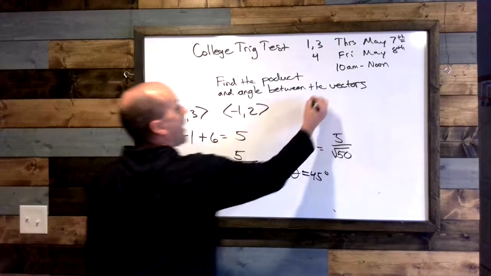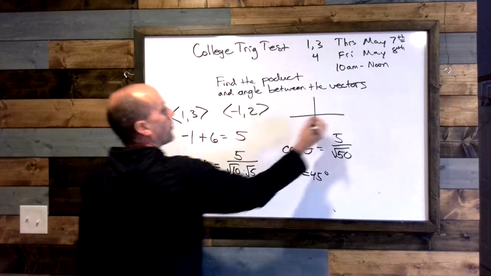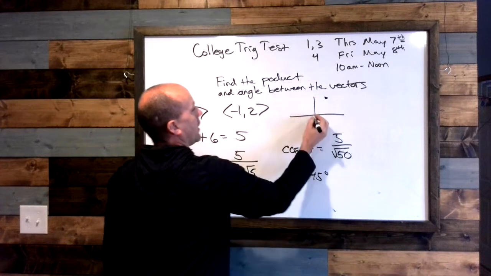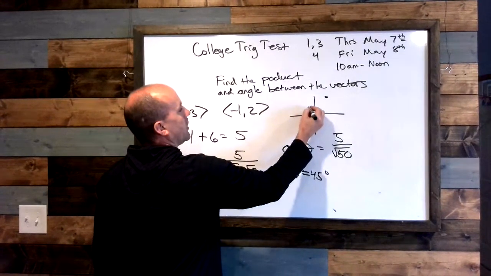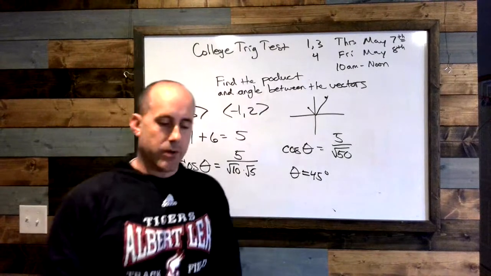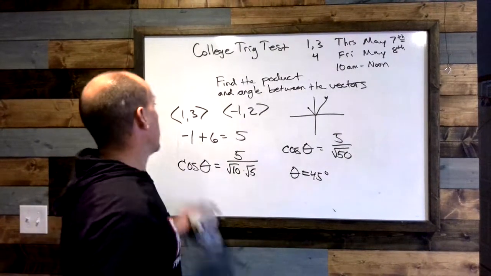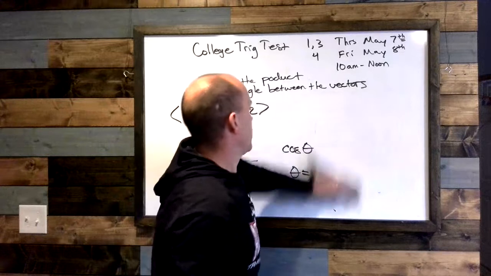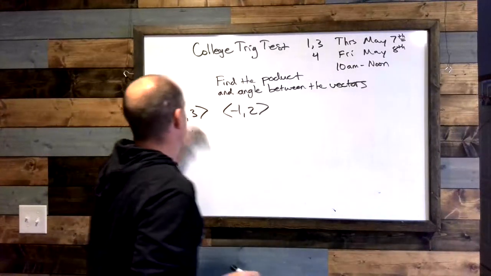Now, if you were to actually graph that, you'd have over 1 and up 3, back 1 and up 2. Does that look like it might be a 45-degree angle? Sure, yeah. You can kind of graph it and see what it looks like a little bit. Try a couple more of those.